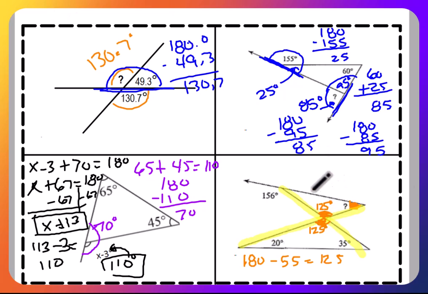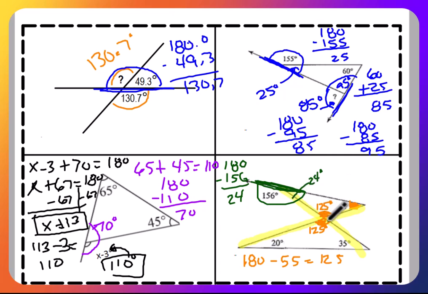Okay, so now I can work with the smaller triangle. I know one angle. I need to find an angle. And then I have another angle that I don't know. But what do you notice about this angle right here? That if I put it together with this angle on the inside of the triangle, it makes a straight angle, a straight line that measures 180 degrees. So let's subtract 180 minus 156. You get 24 degrees. So this angle measures 24 degrees.